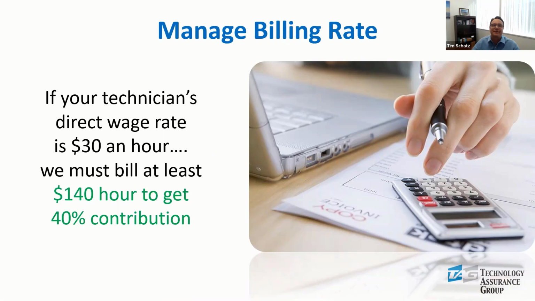That means 4 out of 5 of us don't obtain this, by the way. When we analyze your business, we'll be able to tell you what your profitability is on hourly rates, but it's about 4 to 5 times your average technician rate. In this case, we're looking at $30 an hour. We need to bill about 140 to get that 40% contribution. Now, how do we get there? This is how it breaks down.